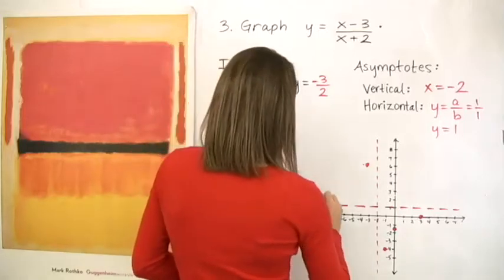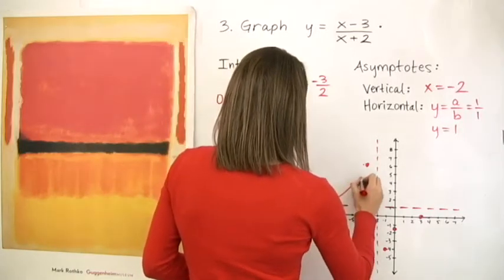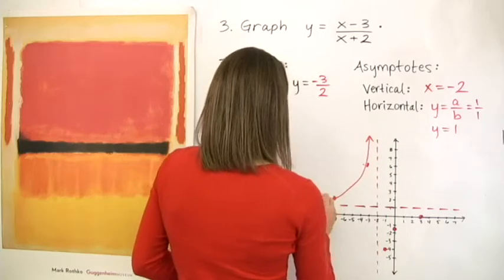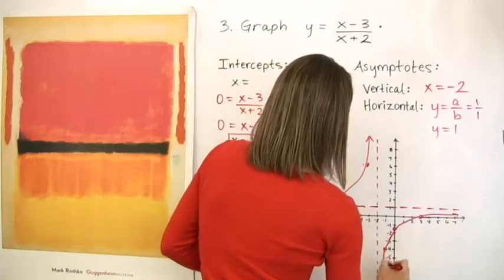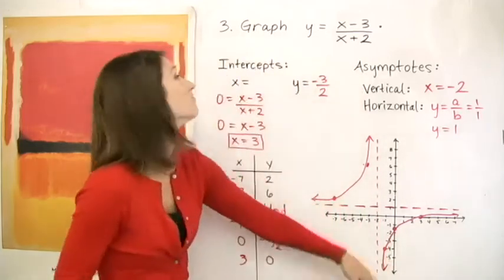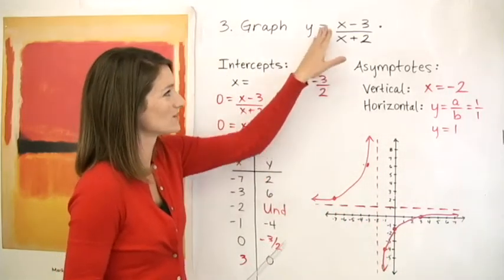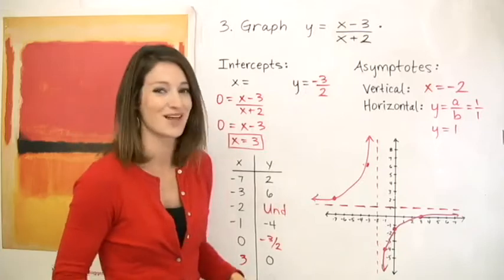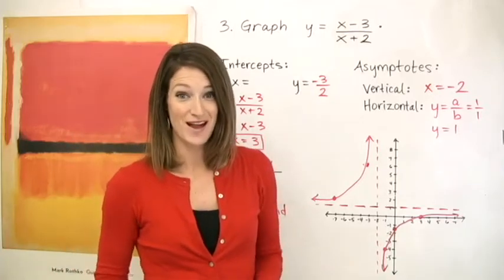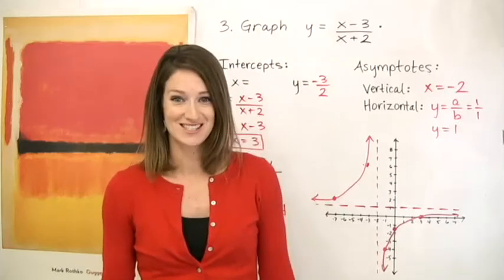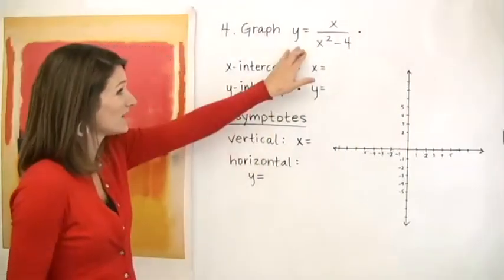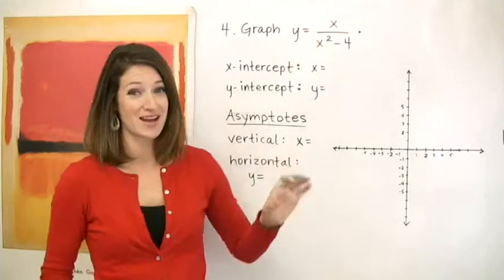So we can draw a smooth curve through our points and say that this is approximately the graph of our function y equals x minus 3 over x plus 2. So let's do one final example that deals with two polynomials with differing degrees. Let's graph y equals x over x squared minus 4.